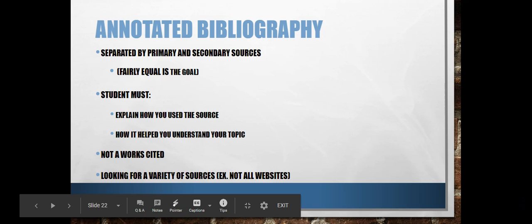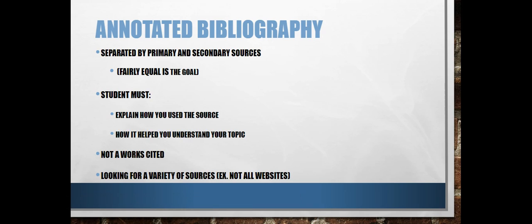The annotated bibliography is similar to a works cited page, but there's a little bit more that History Day will expect from that. The first is that the annotated bibliography will be separated by primary and secondary sources. Primary sources are objects created during the time period to let us know about the time period. Secondary sources are history. This is after the fact, so it's things that tell us about the past. The goal is to have roughly equally weighted primary and secondary sources, but it doesn't have to be equal.